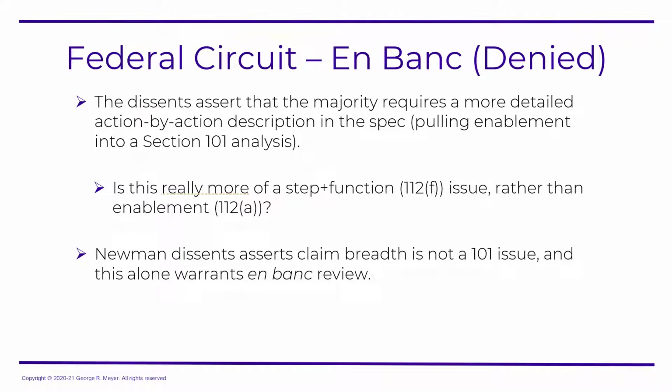In Newman's dissent, she asserts that the claim breadth is not a 101 issue because there was a lot of discussion by the majority on how broad this functional language is. But the thing is breadth has to do more with 102, 103, and 112 written description issues, not 101. And she said that this alone warrants en banc review because it needs to be corrected.